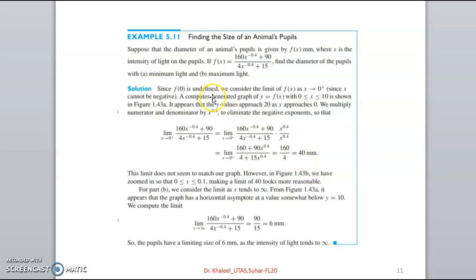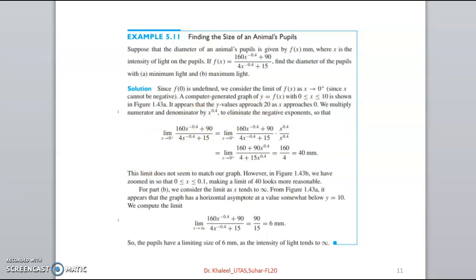For maximum light, x tends to infinity. You see that minimum light means x tending to 0, maximum light means x tending to infinity. So I will find the limit of this as x tending to infinity. So this becomes 0, this becomes 0, 90 by 15 is 6. So this is what you call an application.